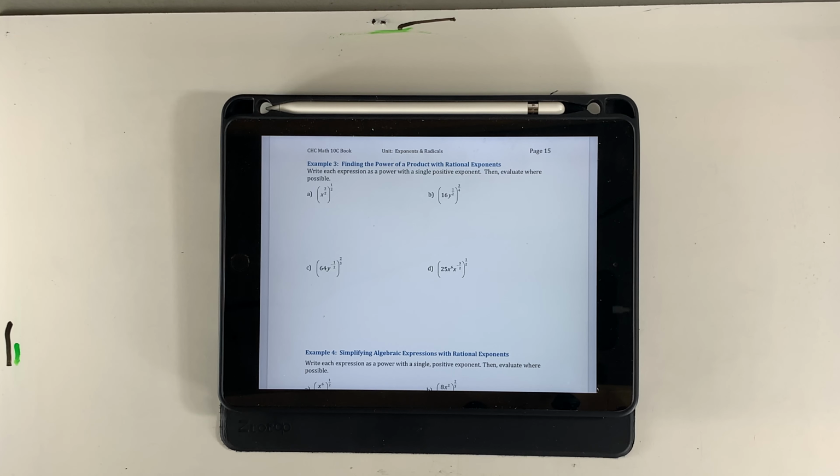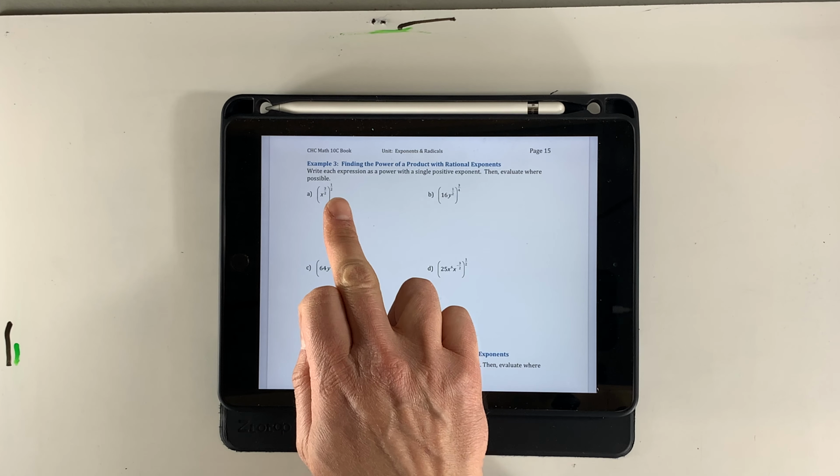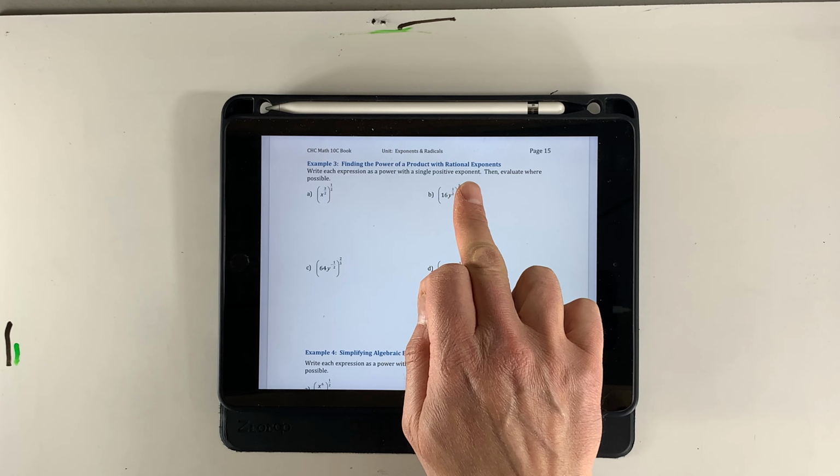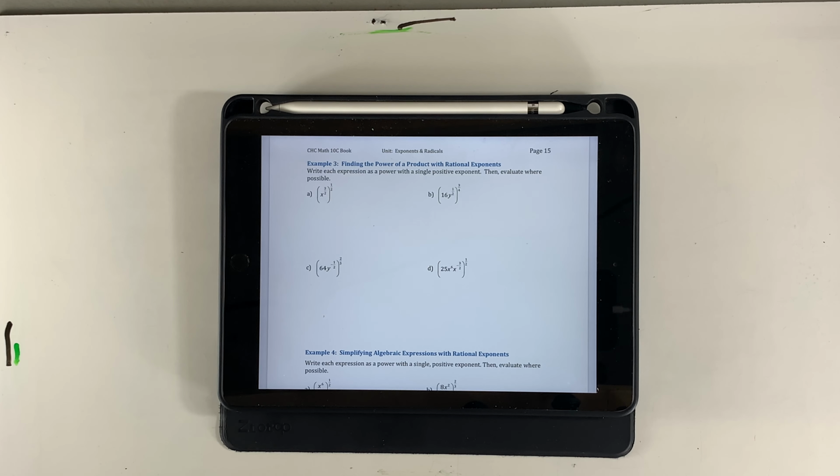So this is example 3 on page 15 in the Exponents and Radicals workbook, and I'm going to do this example here. It's asking us to find the power of a product with rational exponents. Write each expression as a power with a single positive exponent, then evaluate where possible.